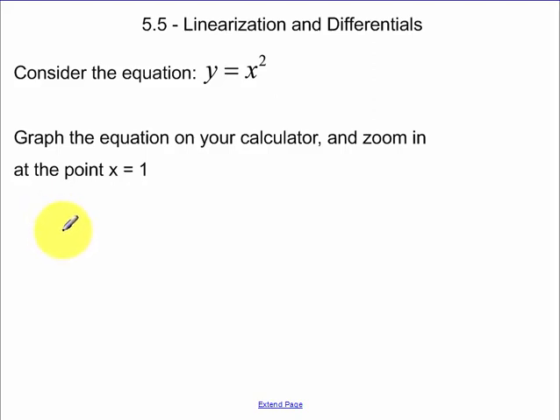Today we're going to be talking about linearization and differentials. So we're going to consider this equation. We're going to graph that equation in y1 on your calculator. And eventually we're going to zoom in at the point x equals 1. I also want us to find the equation of the tangent line at that point x equals 1.